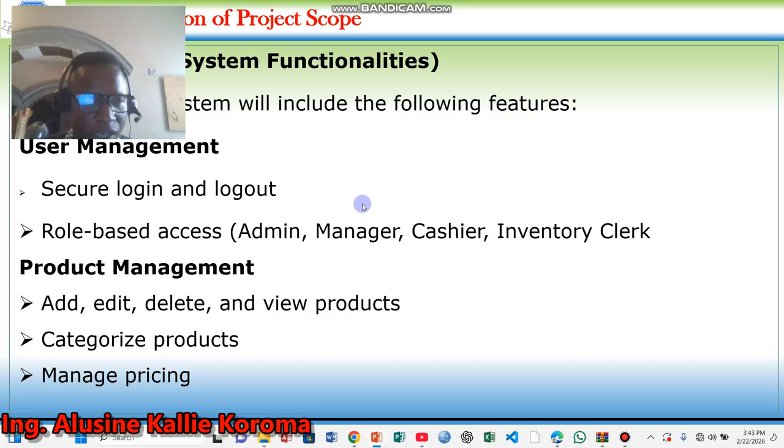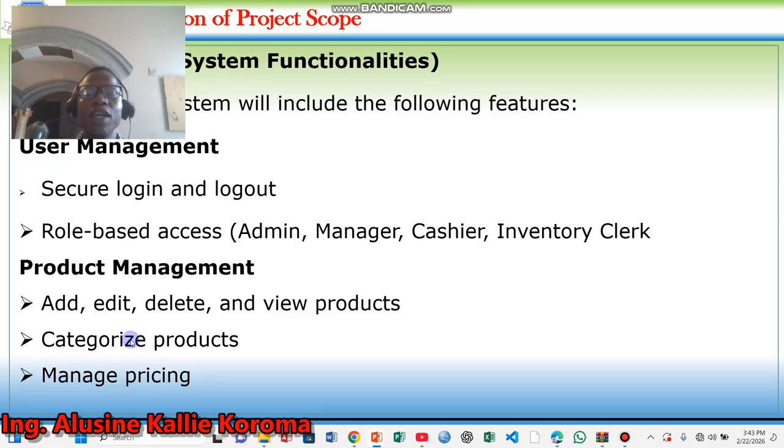Then another aim of the system is product management. Within product management, you are able to add a product, edit a product, delete a product, and also view products with the dashboard. You are also able to categorize products.